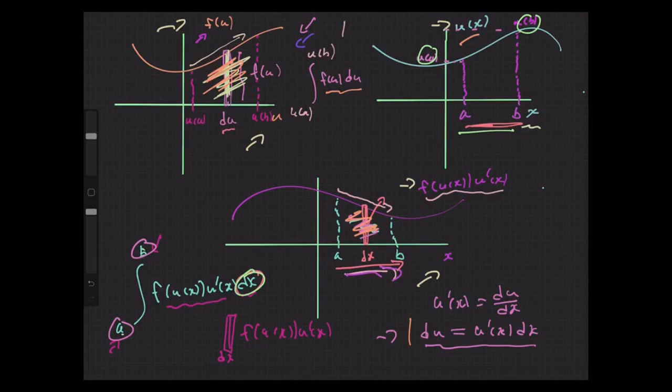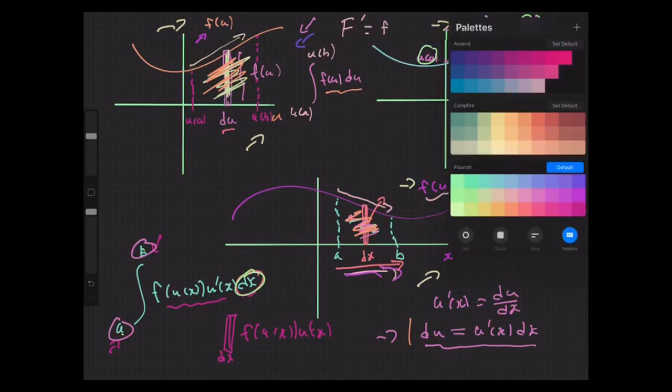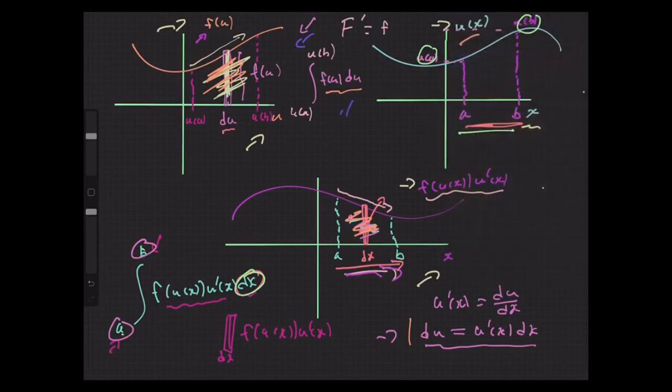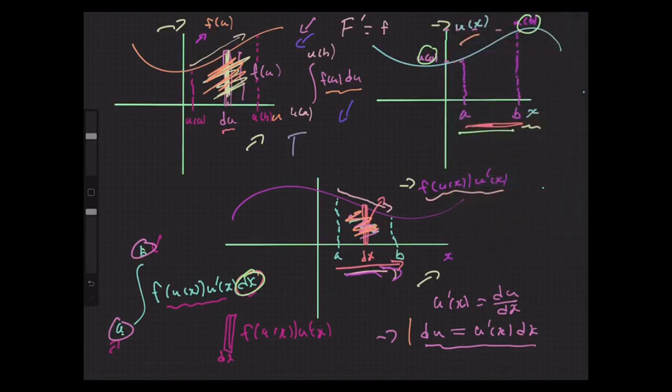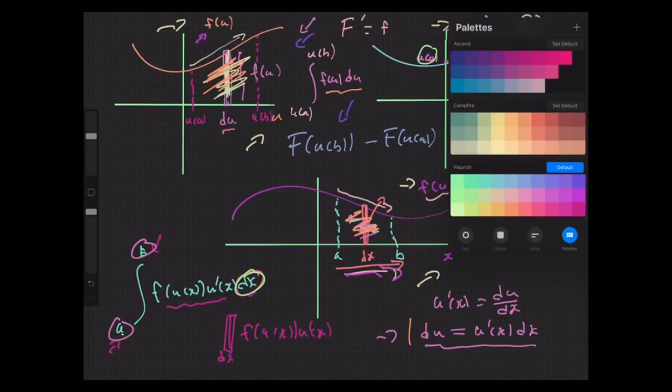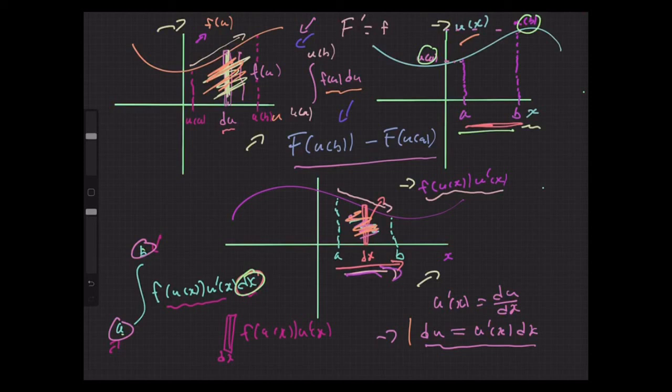Well, the reason is that I had in my pocket the whole time this capital F, this antiderivative of little f, which I now can substitute into here. I know from the fundamental theorem of calculus that this definite integral can be evaluated as capital F of u of b minus capital F of u of a. I can actually just stop and solve this thing.